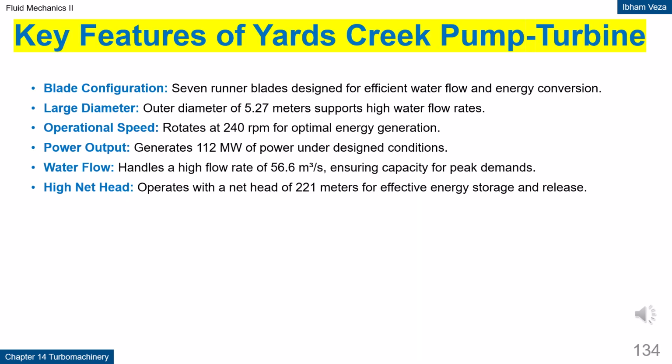Key features of Yards Creek pump turbine. The Yards Creek pump turbine has 7 runner blades designed for efficient energy conversion. Its outer diameter of more than 5 meters allows a very large flow rate. The rotational speed of 240 RPM is selected to match the required head and power conditions. The power output reaches over 100 megawatts, showing its utility-scale application. The high net head ensures effective energy storage and release.